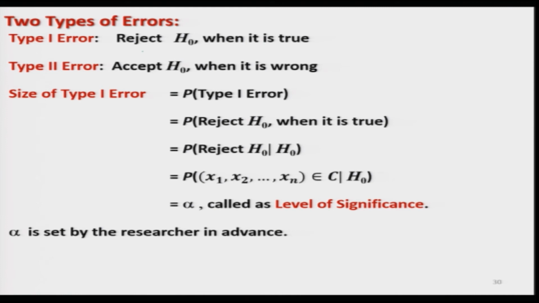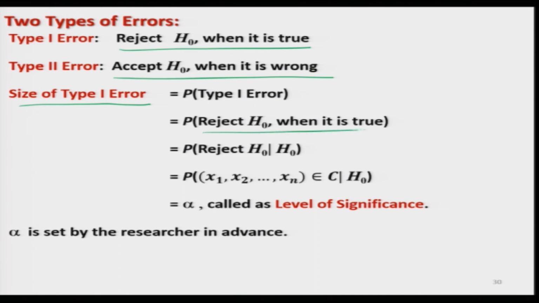Type 1 error is rejecting H naught when it is true, and type 2 error is accepting H naught when it is wrong. The probability of type 1 error is alpha, and this is called the size of type 1 error. It is indicated by the symbol: the probability of rejecting H naught, given that H naught is true. So, that is the interpretation.